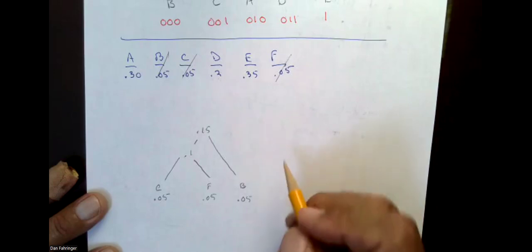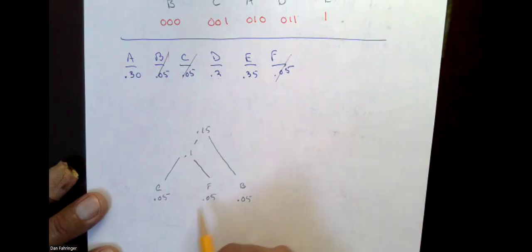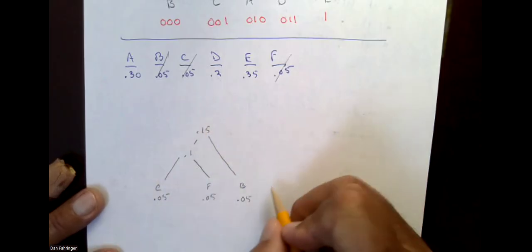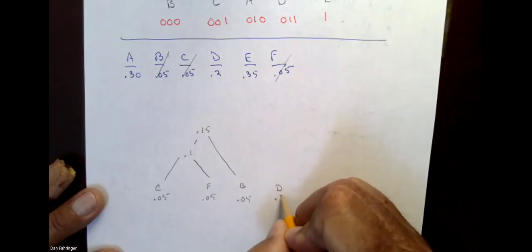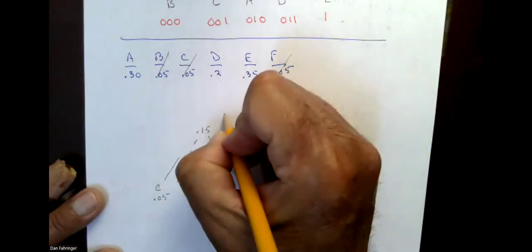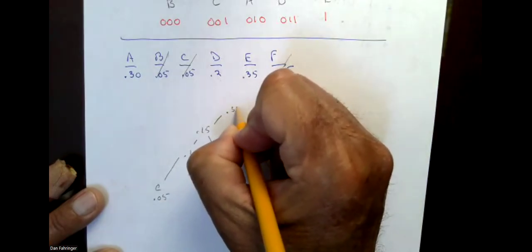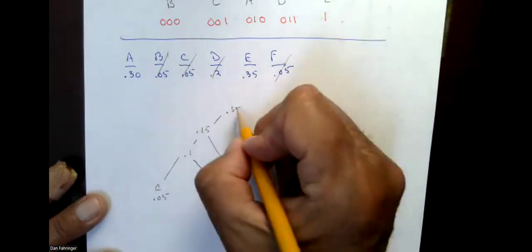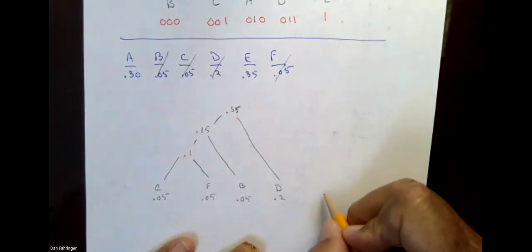Probably would have done the 0.2 next. I could put it over here to combine with this, just the way the page is laid out. That 0.2 gives me 0.35. So now I have a 0.3, a 0.35, and a 0.35. I may have done this next.